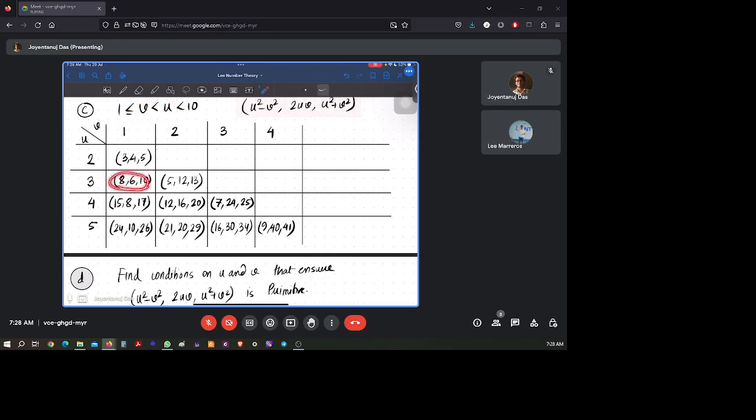In this case it is not primitive. Let us highlight which ones are primitive, then it will make it clear. For example, 3, 4, 5 is primitive, 5, 12, 13, 7, 24, 25. 9, 40, 41 is also primitive. 15, 8, 17 and 21, 20, 29 as well. So these things are primitive. So any pattern?